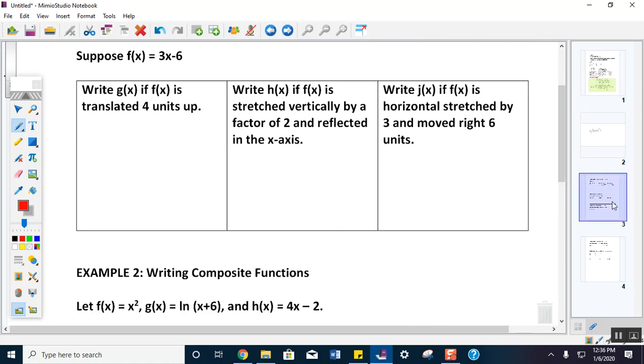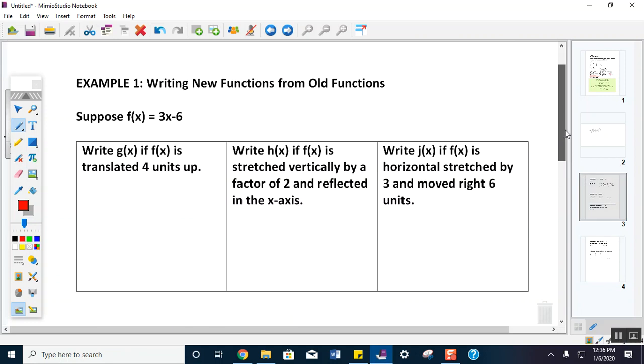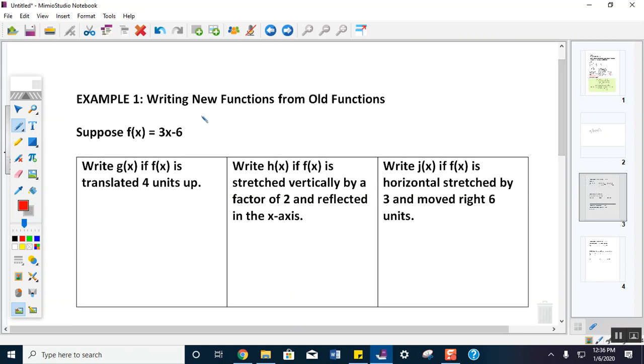Let's get into some examples in terms of what we are trying to do going from an old function to a new one, or in other words, transforming. Example 1, writing new functions. What are we assuming f of x to equal here, kids? 3x minus 6. It says write a function g of x if f of x is translated what?